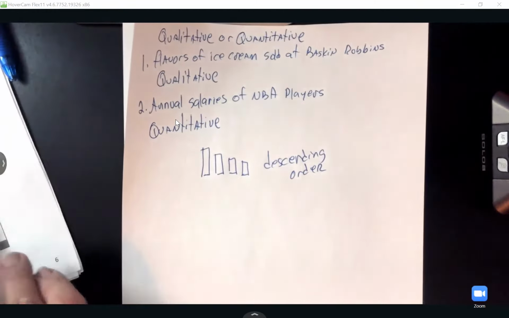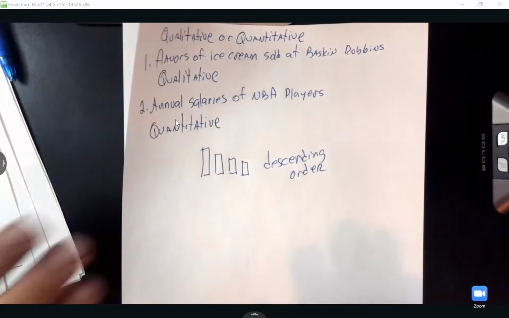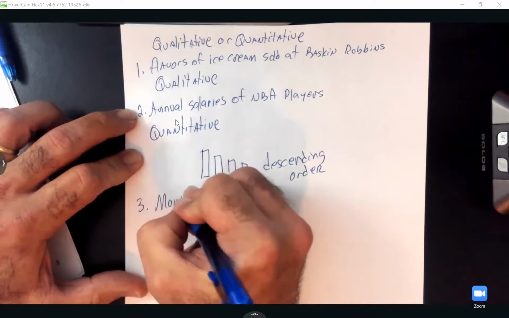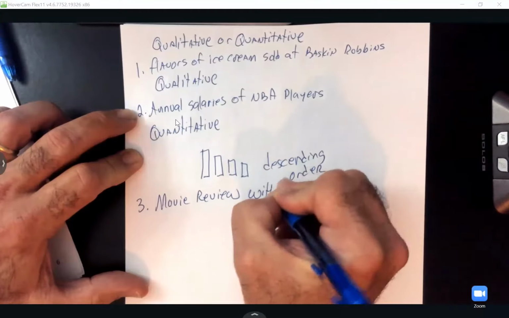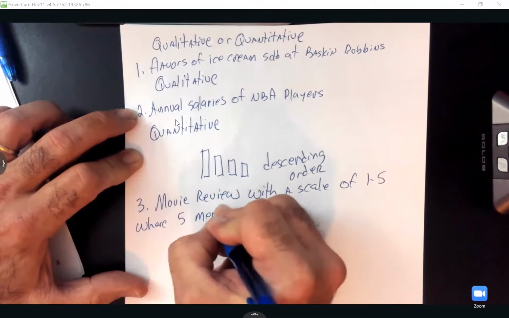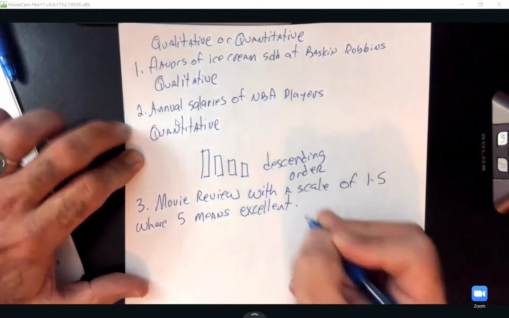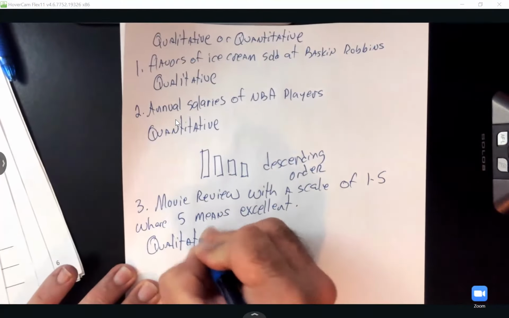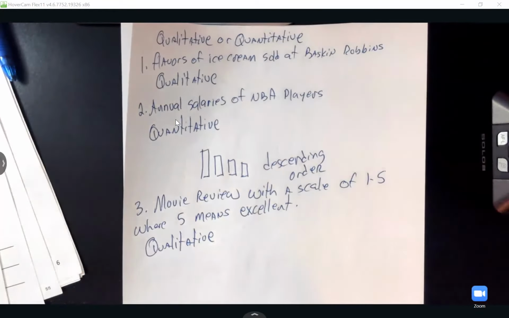Oh, let me see, y'all. I'm trying to see if there's anything else. How about this one? A movie review with a scale of 1 to 5, where 5 means excellent. This one's tricky. And y'all, this one is actually qualitative. And it's qualitative because, although you see, so you got it right on there. Good job, Rachel. It's qualitative because it's an opinion.